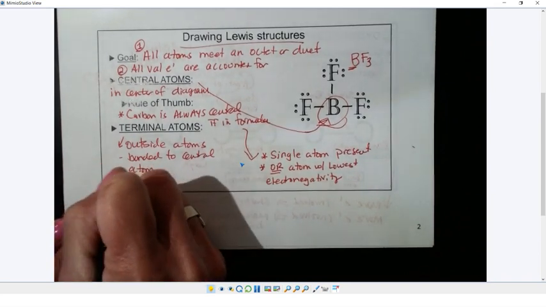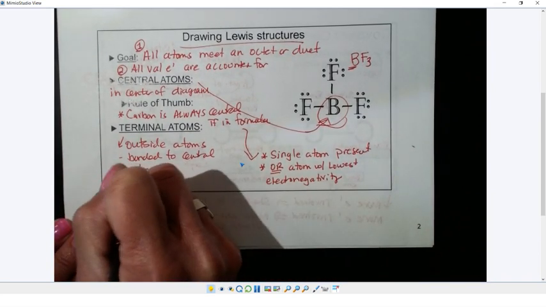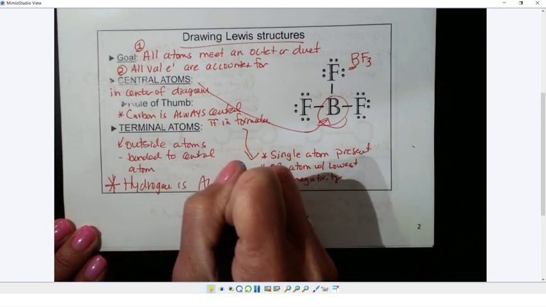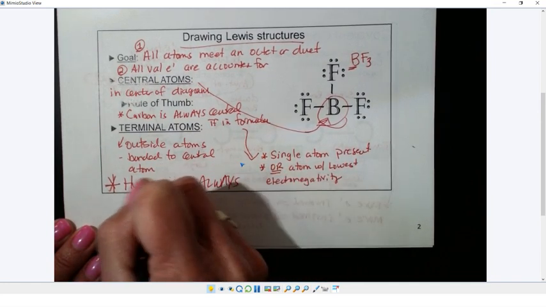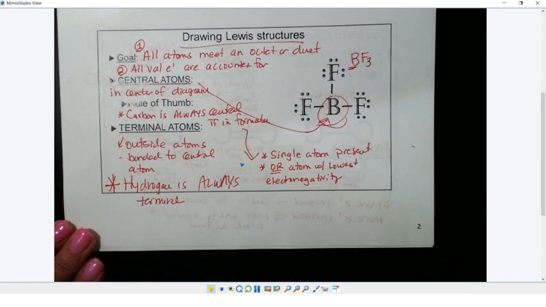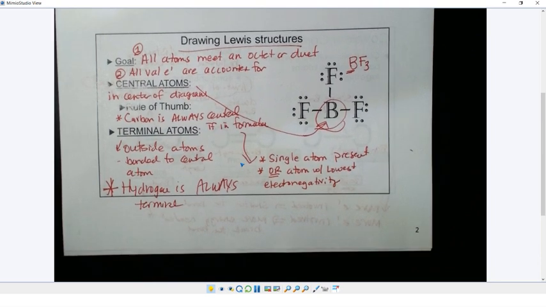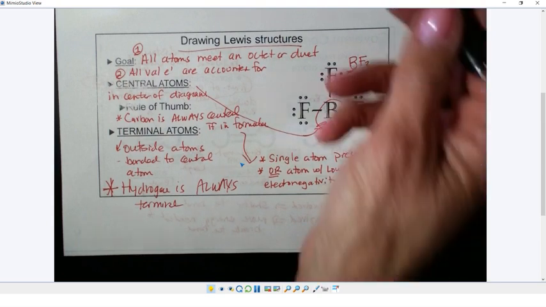I'm going to put a big, huge, fat star right here. Hydrogen is always terminal. Hydrogen is never, ever, ever in the center because hydrogen can only meet a duet. So hydrogen is always terminal. It will never be a central atom. These are all rules to help us make one of these diagrams.